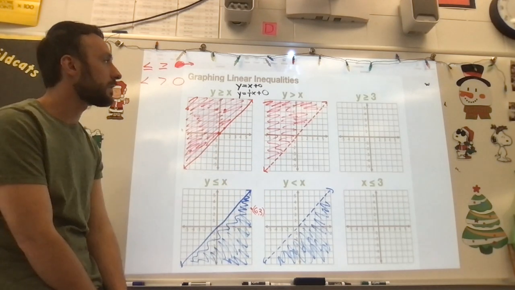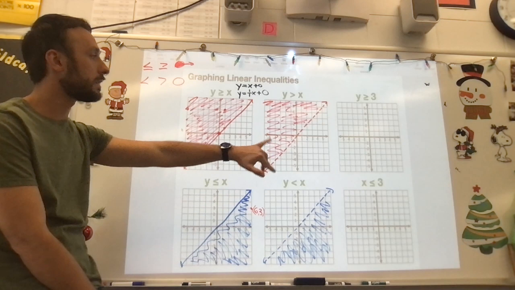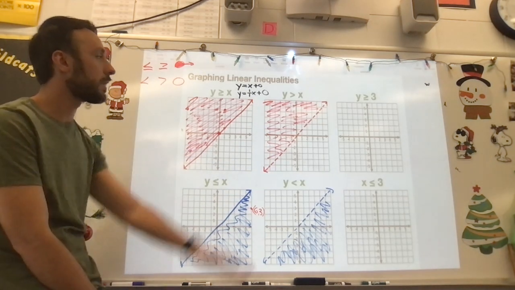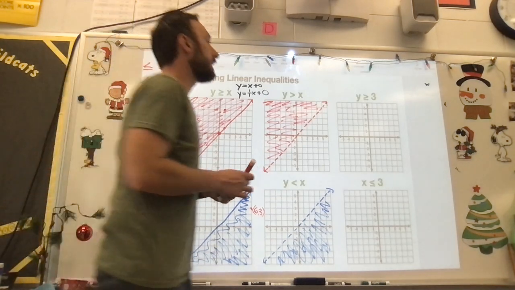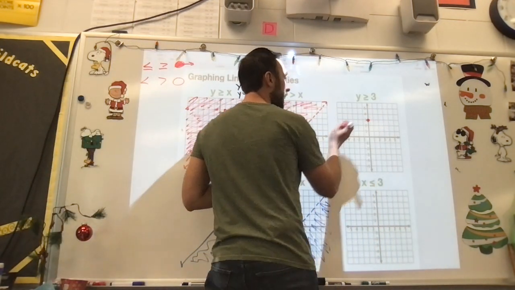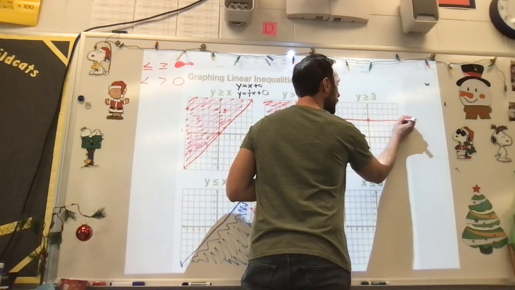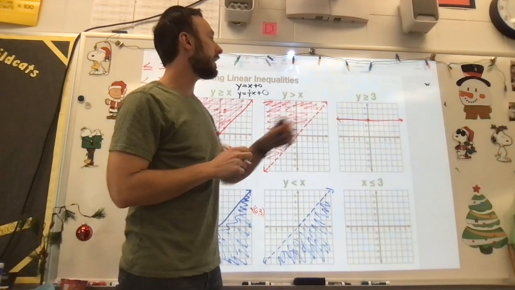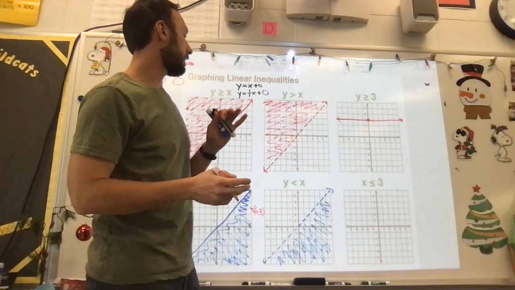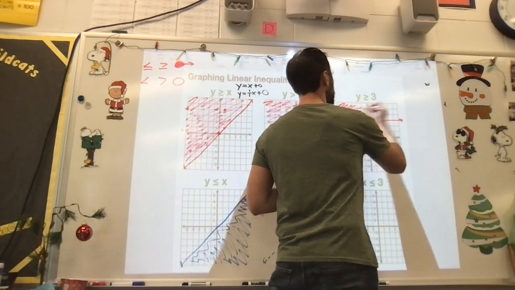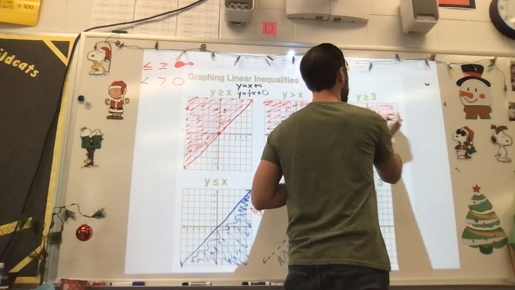The only other ones I want to talk about are the oddballs, the ones where we have no slope or no y-intercept, like y equals 3. I would put a dot at my 3 on my y-axis. That's going to be a horizontal line. It's going to be filled in because I have an equal to sign. And because it's greater, I know we said above, so we're going to shade above. That one's not the hard one.